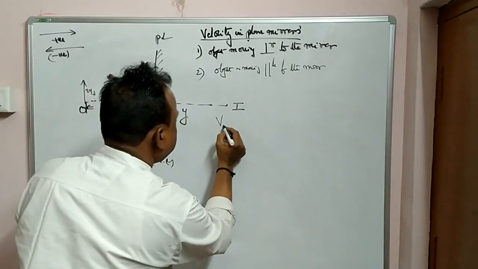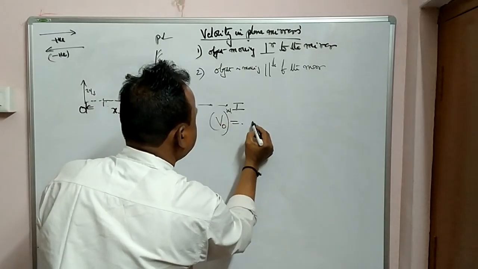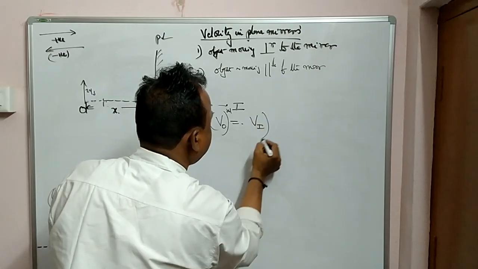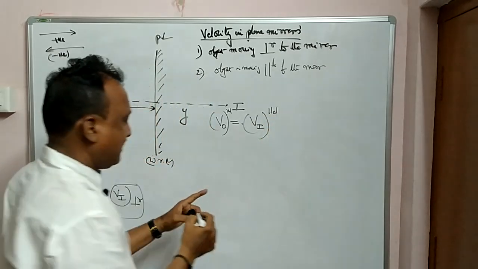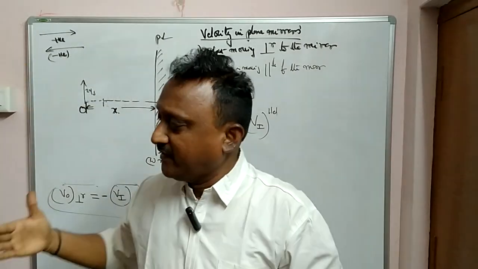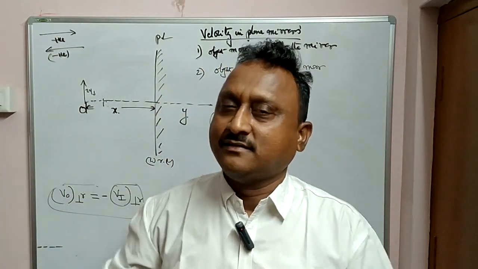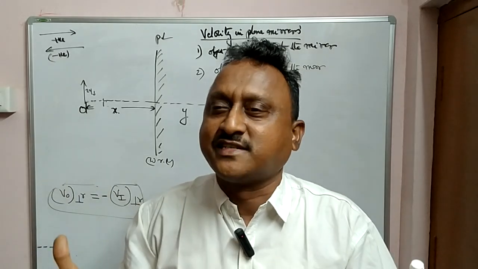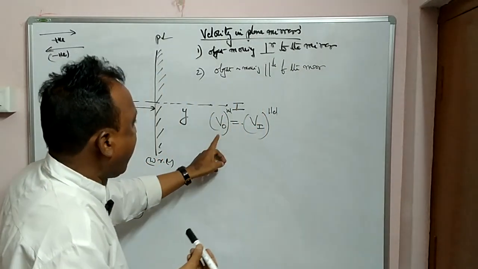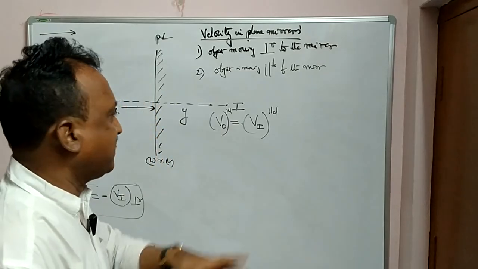Parallelly, the velocity of the object is equal to the velocity of the image. Even if the mirror is also moving parallelly, the mirror length will increase, but for the object nothing will happen. The velocity will not change, same velocity. So in the parallel direction, the velocity of the object is equal to the velocity of the image.